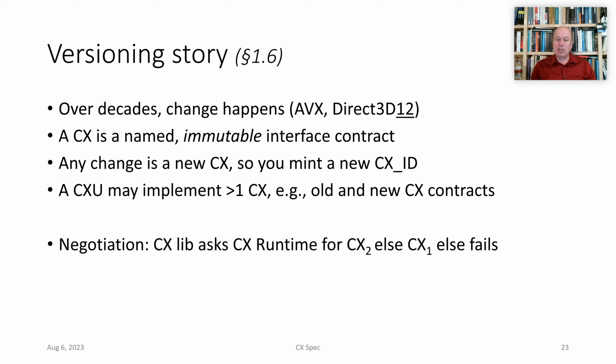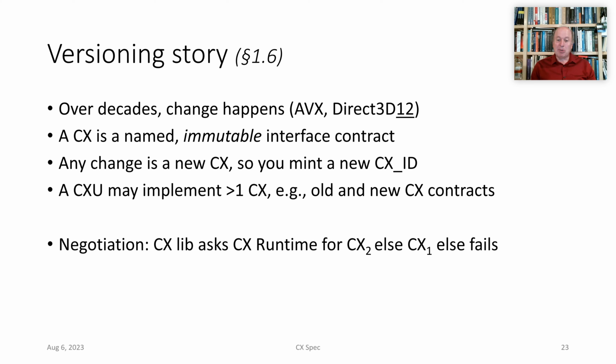But all you have to do is give your new extension a new CX ID, which is just minting a new 128-bit GUID. Since a CXU may be able to implement old and new extension contracts for almost the same gates and LUTs, each CXU may implement more than one composable extension. This will be distinguished by a parameter CXU ID that's passed into the CXU core, a port on the CXU core.